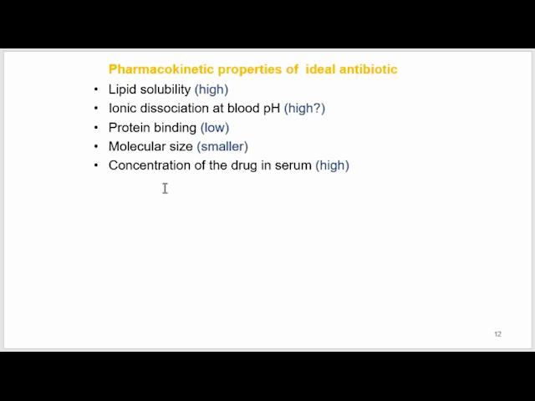Now that is the controversy at times, because we all know that the drug that is dissociated has low lipid solubility, hence poor absorption. There should be low protein binding. We know that the only drug that is available for distribution is the free drug, not the drug that is bound to protein plasma.